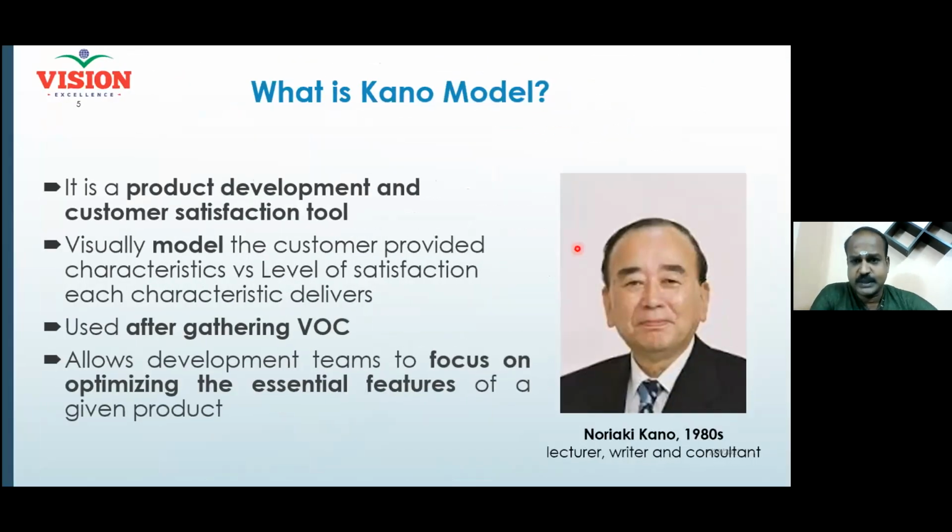As I already mentioned, Kano model is a product development and customer satisfaction tool. It will visually model the customer provided characteristics with respect to the level of satisfaction each characteristic can trigger. Your product has so many features. Each feature, how it triggers your customer satisfaction, based on which you will be able to categorize the feature into one of the 5 which we mentioned just before. So you can use the tool Kano model after gathering the voice of the customer, right?